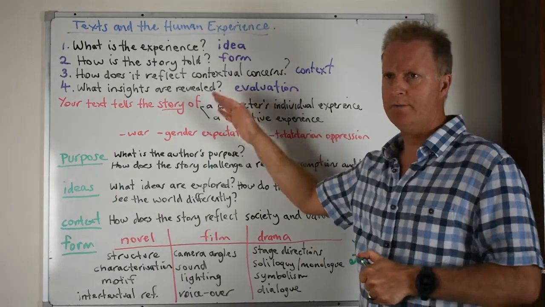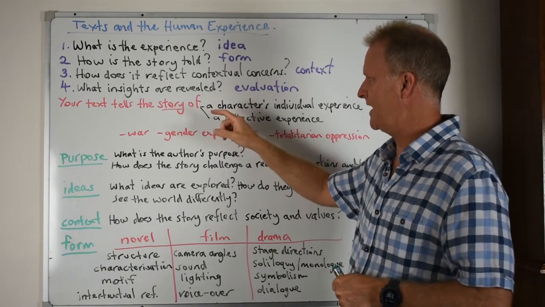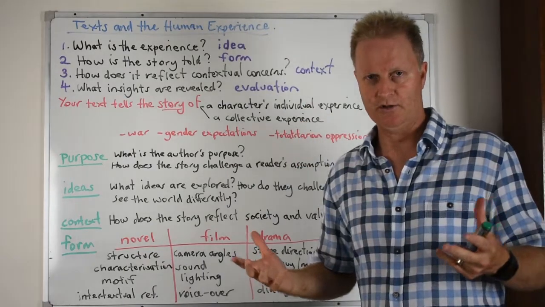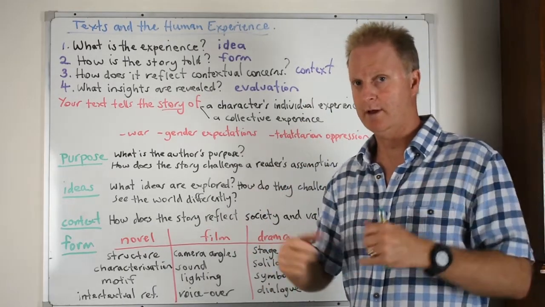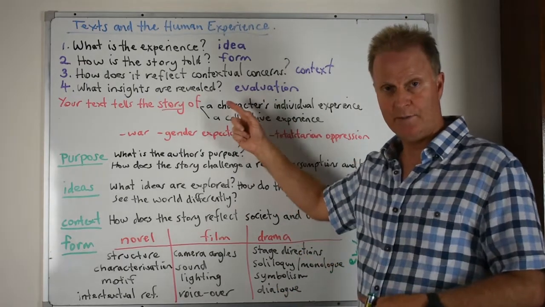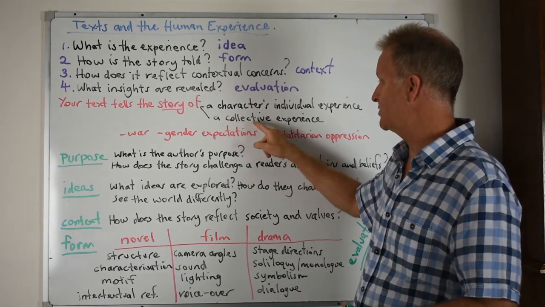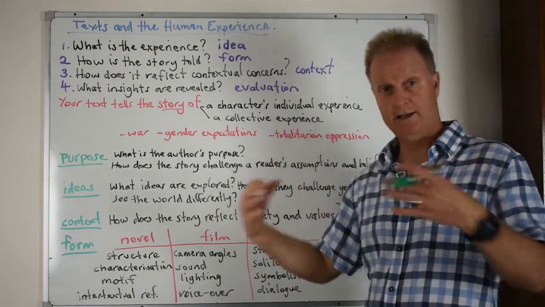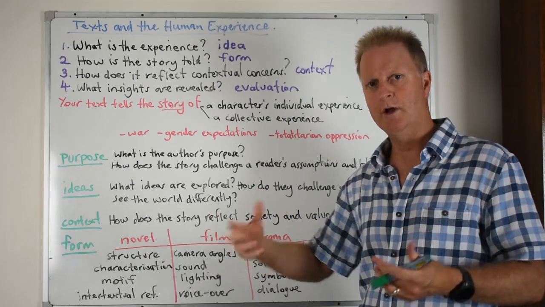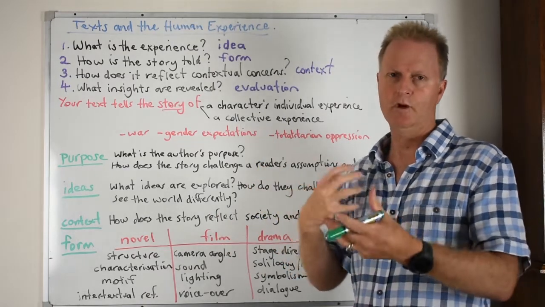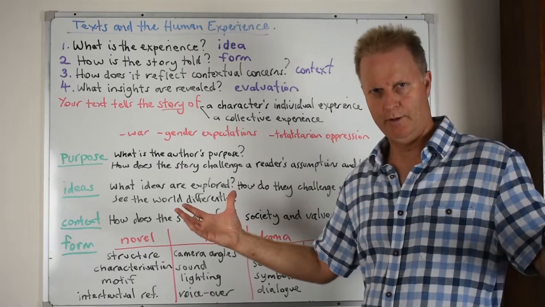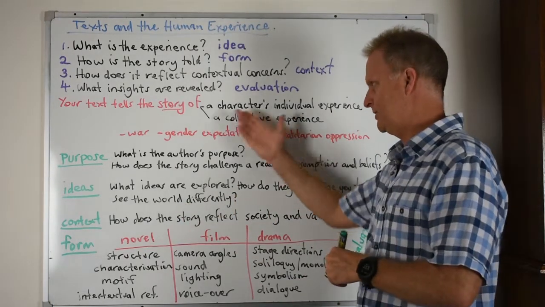Okay, so pretty much you're going to find that your text will tell the story of a character's individual experience, how they deal with, navigate through a particular experience that they're having. But their experience quite often is going to be indicative of a collective experience. So in a fictional realm we look at one character, but really it can be seen as how many people in society deal with a particular experience.